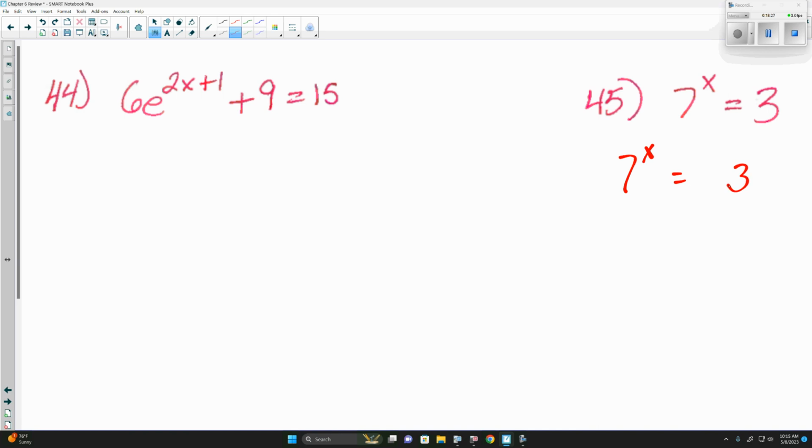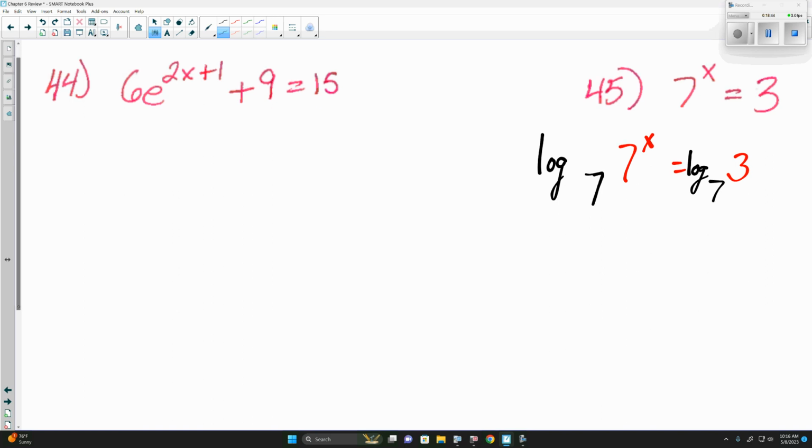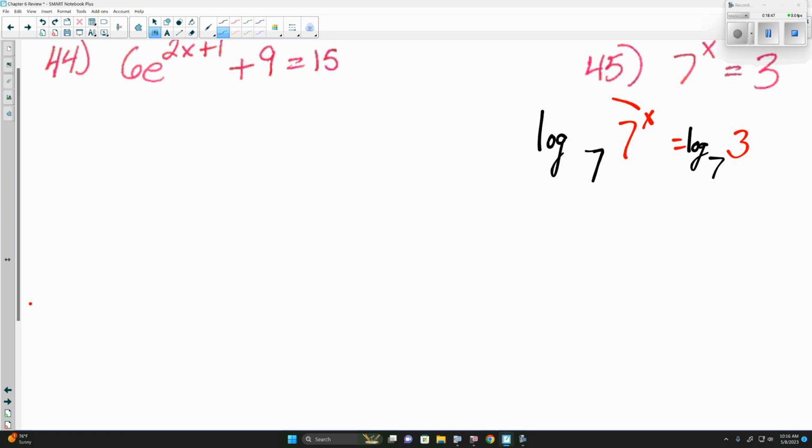Well, we do have the number with a variable and its exponent by itself, so we can apply a log to both sides. Now, what log will we apply? Log base what? 7. Log base 7. Because when we apply a logarithm, one of the properties of logarithm says we can move the variable out front. So we'd have x times log base 7 of 7 is equal to log base 7 of 3. Now, what is log base 7 of 7? 1.